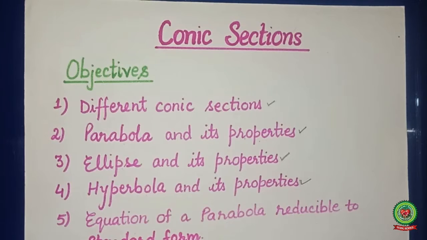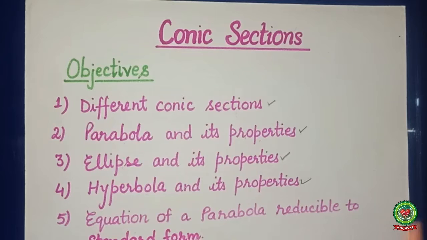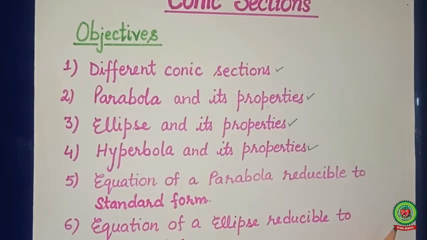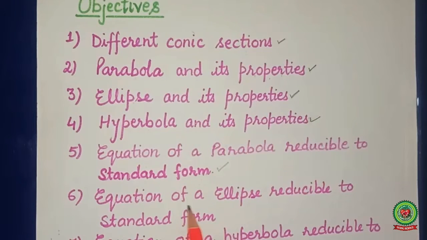Students, we have started the chapter Conic sections and we have discussed its objectives. First, different conic sections. Second, parabola and its properties. Third, ellipse and its properties. Fourth, hyperbola and its properties. Then we have discussed how to convert the given equation of parabola to the standard form. Today we will discuss the equation of ellipse reducible to the standard form.